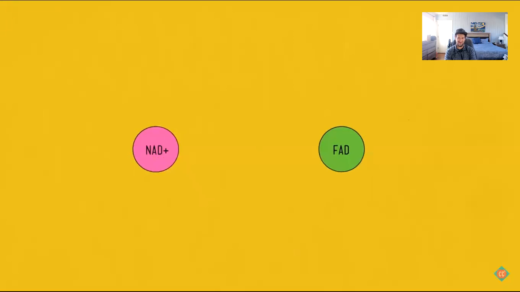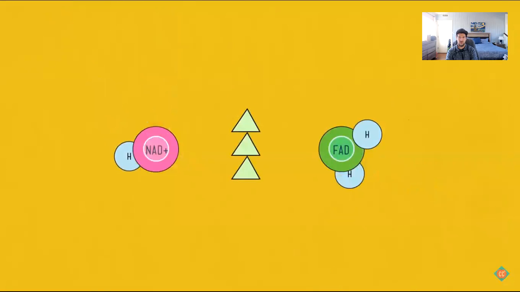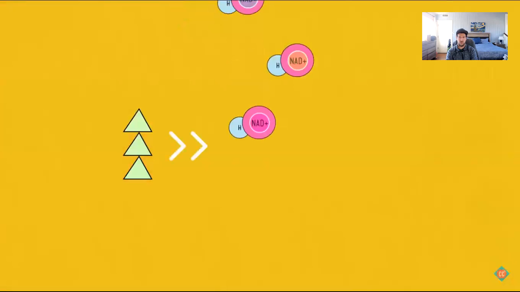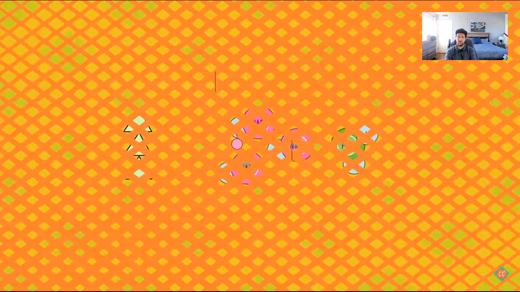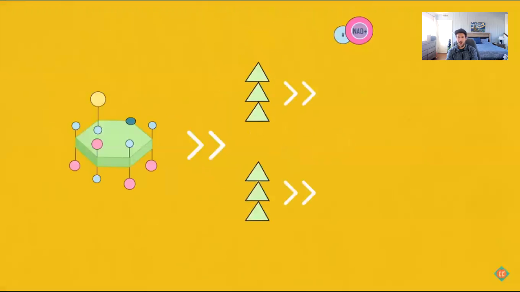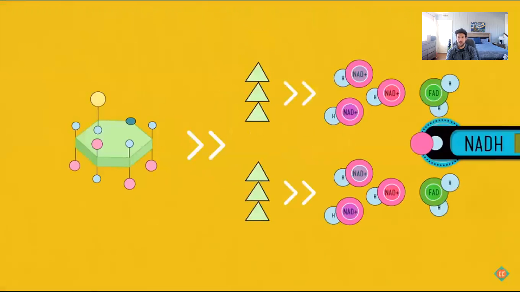NADs and FADs are like batteries, big awkward batteries that pick up hydrogen and energized electrons from each pyruvate, which in effect charges them up. The addition of hydrogen turns them into NADH and FADH2 respectively. Each pyruvate yields 3 NADHs and 1 FADH2 per cycle. And since each glucose has been broken down into 2 pyruvates, that means that each glucose molecule can produce 6 NADHs and 2 FADH2s. The main purpose of the Krebs cycle is to make these powerhouses for the next and final step, the electron transport chain.